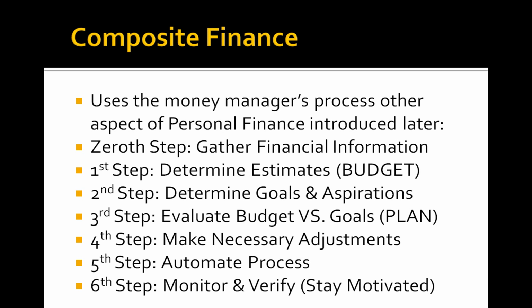Now the next thing that you're going to do is evaluate your long run goals with your budget, and then you're going to create the plan. And then this is composite finance step 4. You're going to make whatever necessary adjustments you need in order to make those goals happen. Step 5, you're going to automate the process. And step 6, stay motivated.